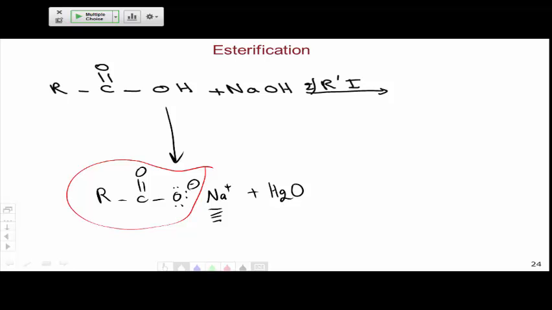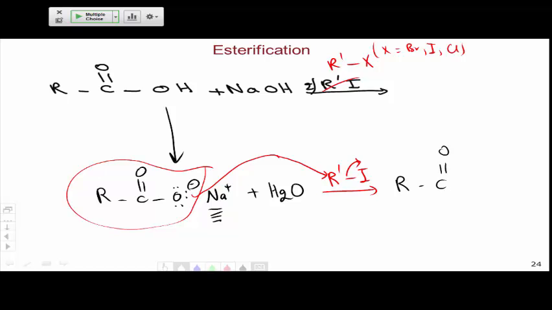So what I add next is R prime I, and just to keep it general, instead of R prime I, it's R prime X, where X can be bromine or chlorine. So it's not limited to I, okay? It's just to be kind of talking in general. What do you think is gonna happen next? She's saying it's a very typical nucleophilic substitution in which the nucleophile will attack this, the I or the X in general will leave, and the result of that is R, C double bond O, O, R prime.